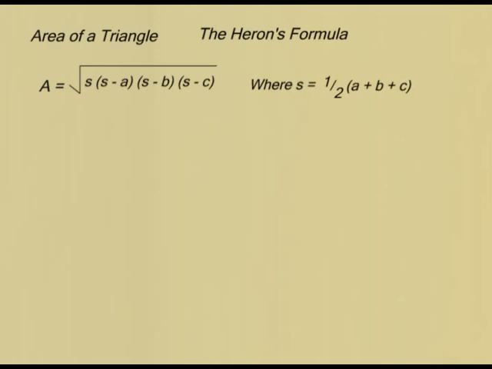Another formula, Heron's formula. Sometimes you could have all the 3 sides of a triangle but not a single angle. But you can still calculate and find the area of that triangle using Heron's formula. For a triangle with sides a, b, and c, area is equal to the square root of s into s minus a times s minus b times s minus c, where s is half the perimeter of the triangle. That is, s is equal to a half a plus b plus c.